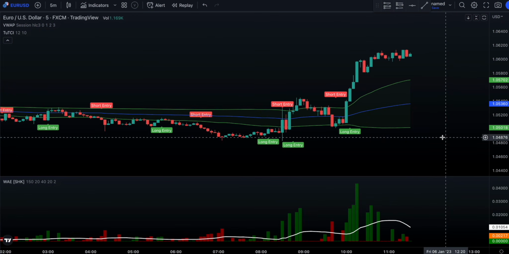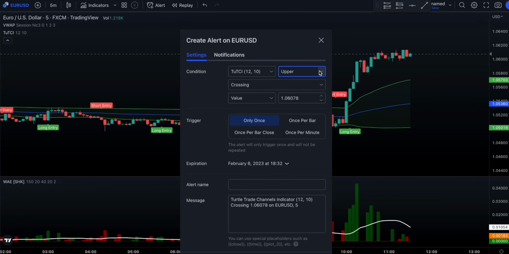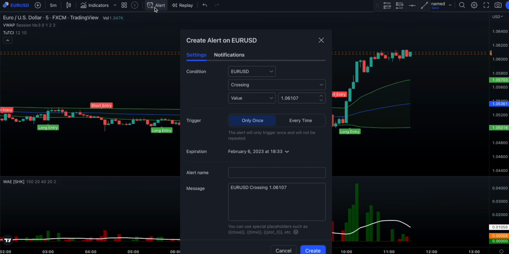Okay, now let us show you how to set trade alerts for this strategy. First, click on alerts and enable the Tutsi indicator. The next step will be to select the long entry. The trigger should be set as once per bar close. Then click Create. You just created an alert for a long signal. You can also create alerts for sell signals as well. You will get notified every time the indicator prints buy or sell labels.